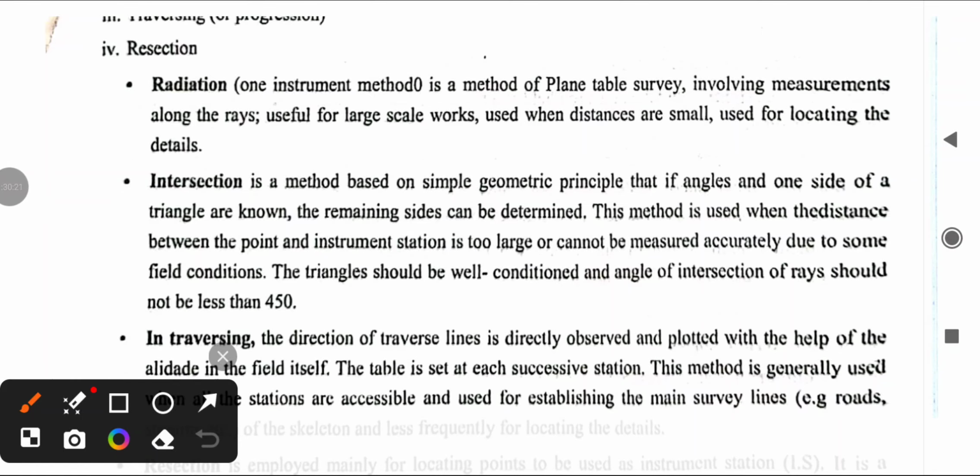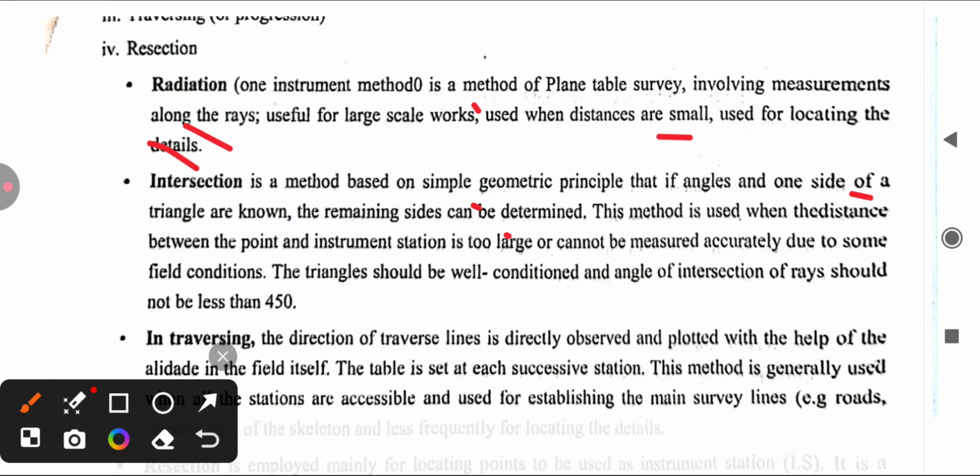Radiation, or one instrument method, is a method of plane table survey involving measurement along the ray, useful for large scale work, used when distances are small, and used for locating the detail. Intersection is a method based on a simple geometric principle, that if an angle and one side of a triangle are known, the remaining sides can be determined.